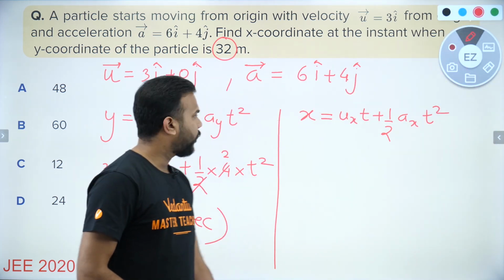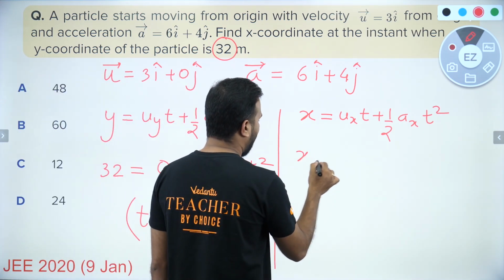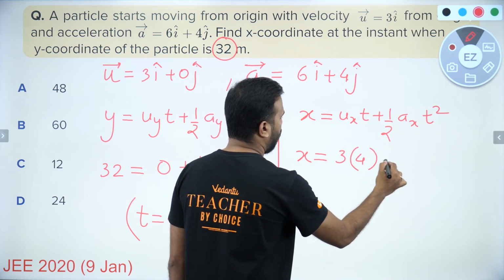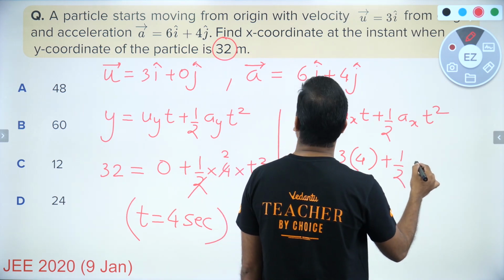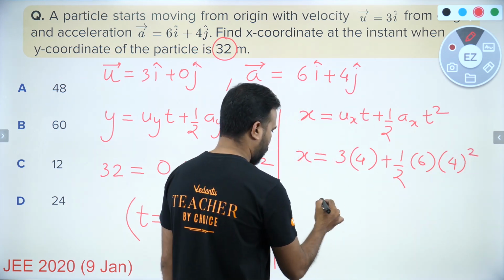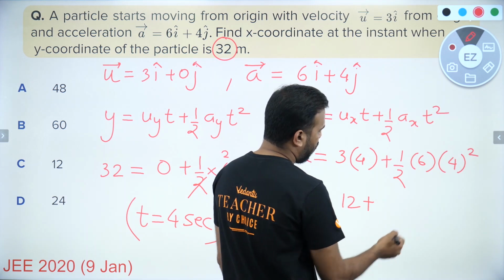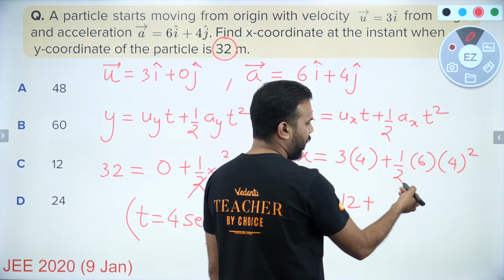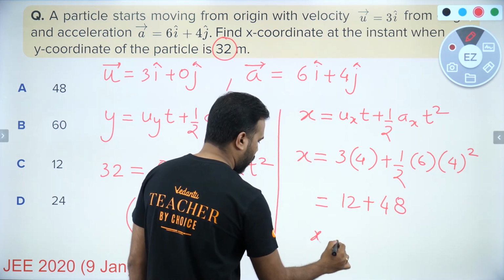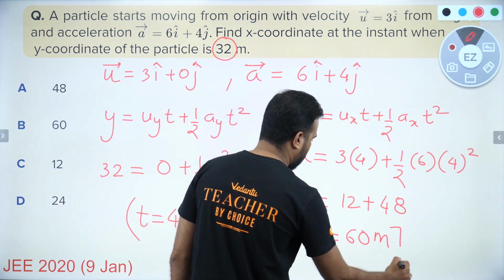So you have the value of time now, you have ux, you have ax as well. So x is going to be 3 into the time, that is 4, plus half into acceleration, that is 6, into 4 square. So this is 12 plus 3 into that value, or if you simplify this, this is 16 by 2, that is 8, 8 sixes are 48, means x comes out to be 60, and the units are meters.